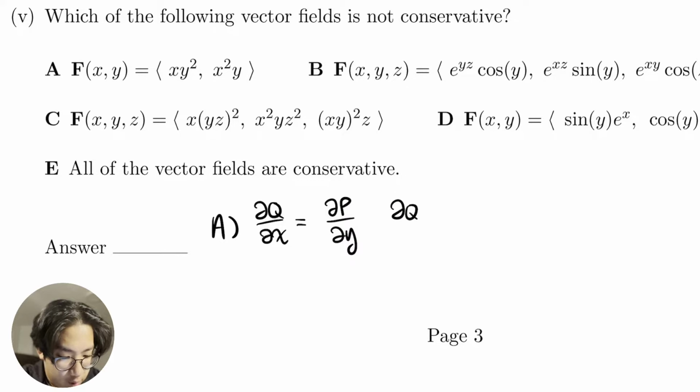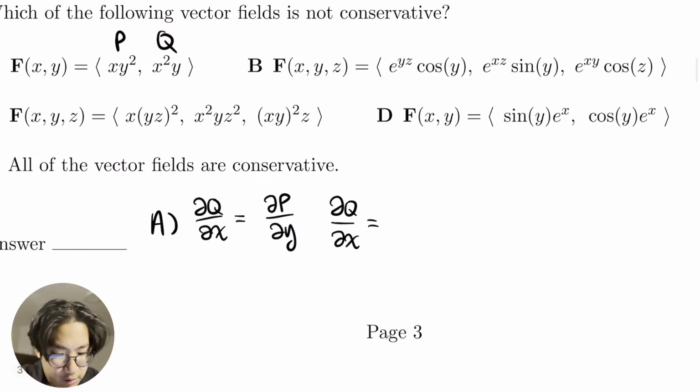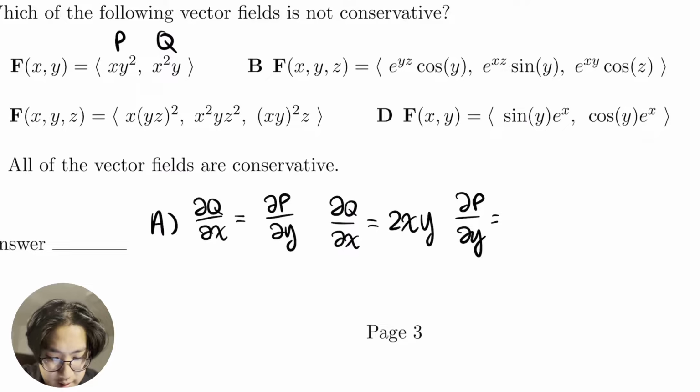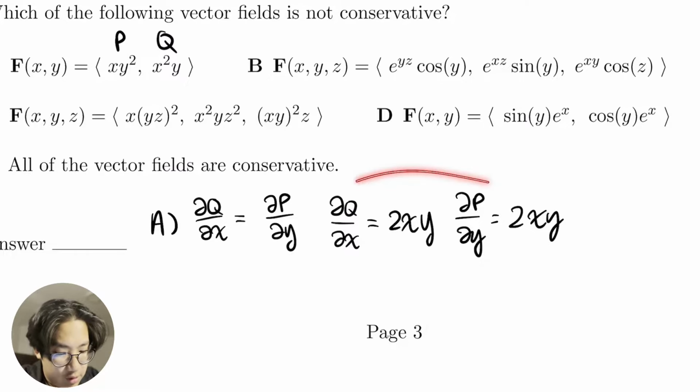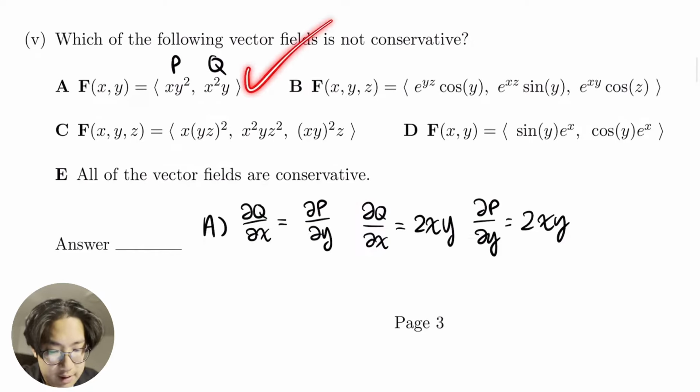So partial q partial x, and here we have p and q. So partial q partial x is just 2xy, partial p partial y. In this case, here you just take the 2 down, so you also have 2xy. In this case, obviously these two are indeed equal, so this is indeed conservative.